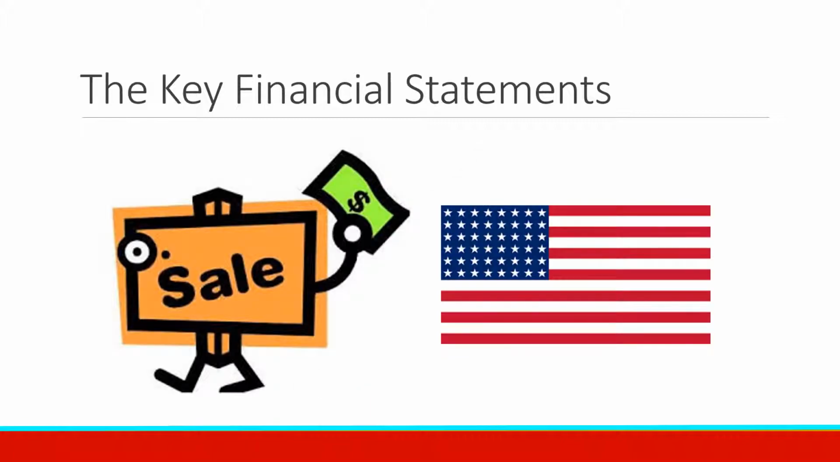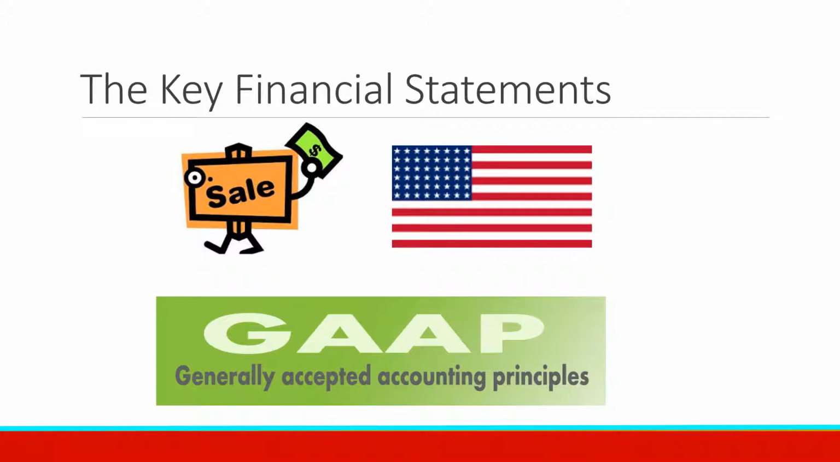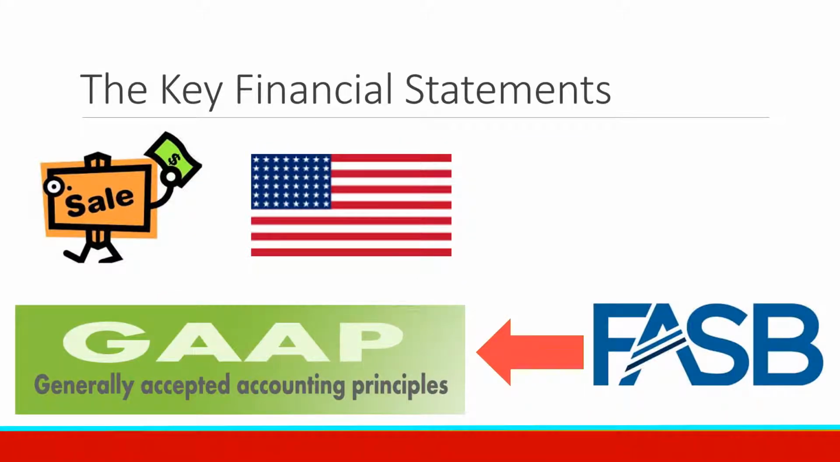The accounting rules used around the world are not entirely consistent, so in today's video we're going to be focusing on the rules that are followed in the United States. What that means is we will be explaining the key financial statements as they are prepared according to the Generally Accepted Accounting Principles, or GAAP, as determined by a particular quasi-governmental organization known as the Financial Accounting Standards Board, or FASB for short.